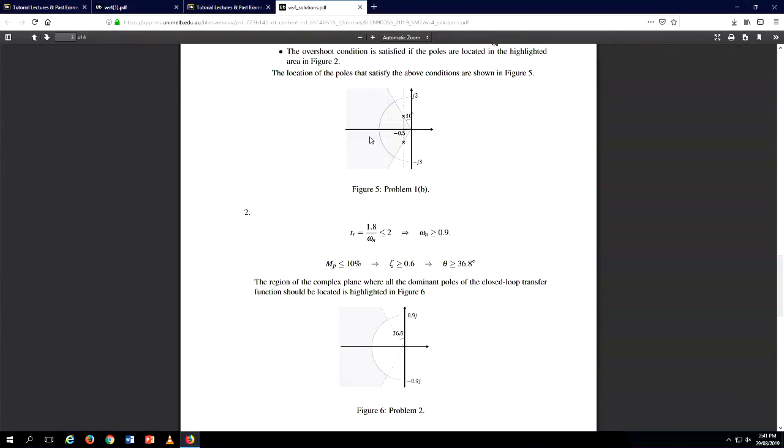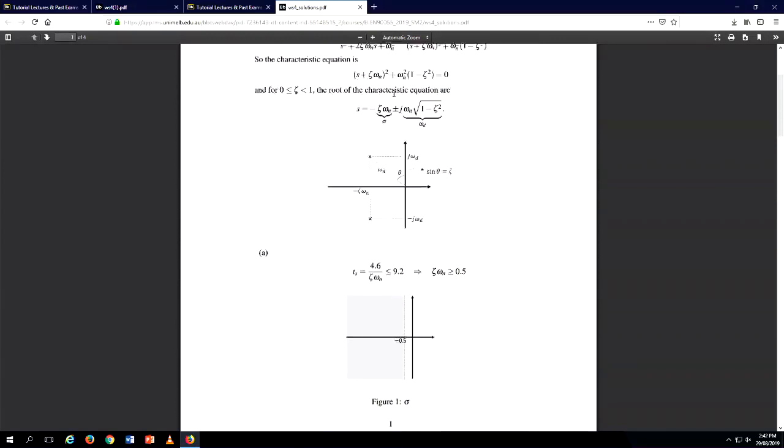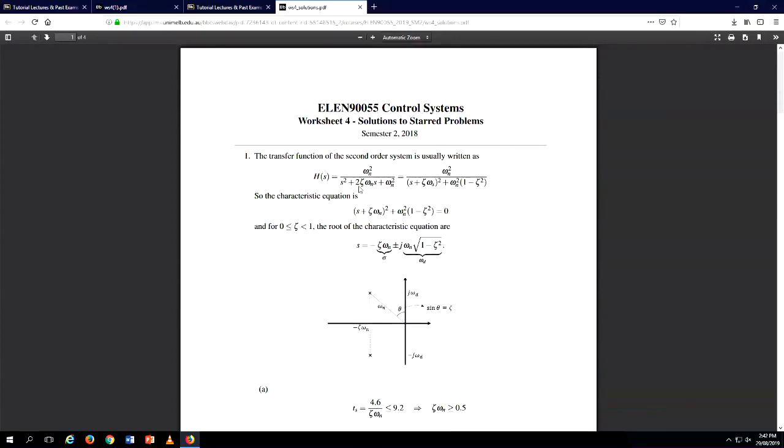You first translate specifications, and then you design a controller that satisfies these specifications. In this case, we were not given a controller. We were simply given a transfer function, and we were asked to select the poles of the transfer function so that we satisfy certain specs. But in general, you would have maybe a plant transfer function, and you have to connect it with a controller, and then play with the controller gains to achieve what you are asked to do. Are there any questions regarding this?